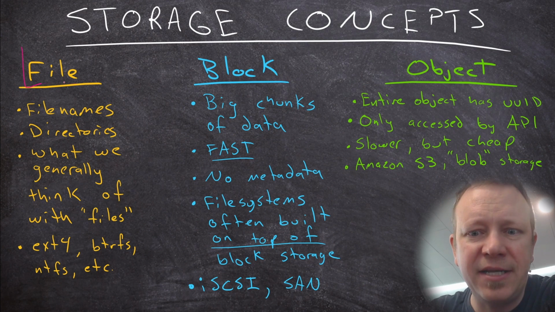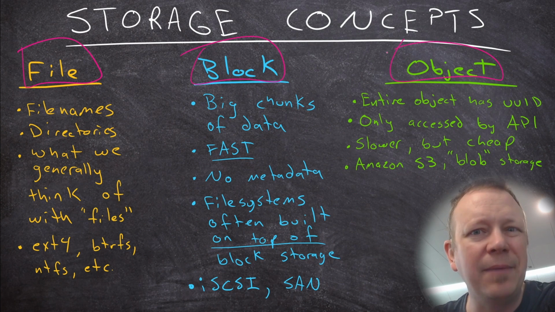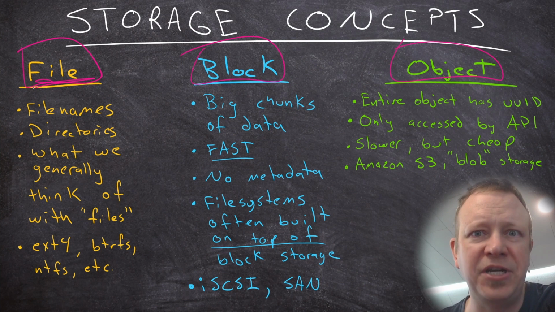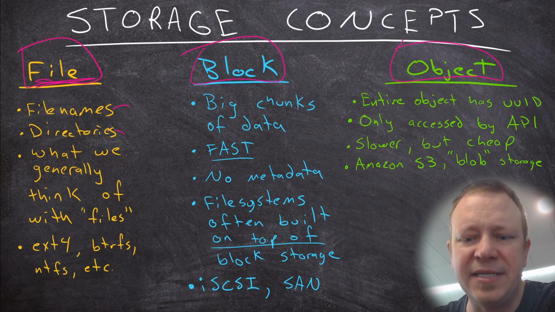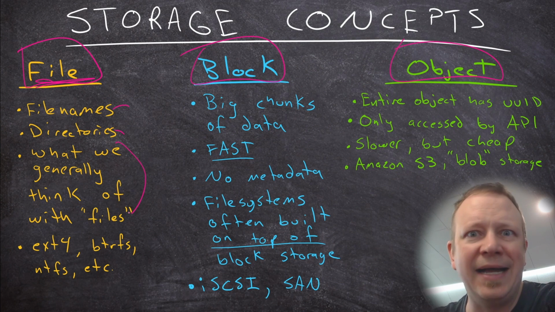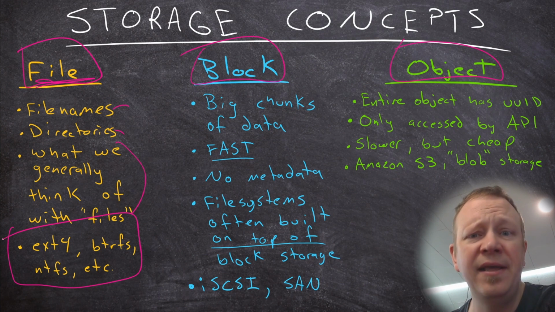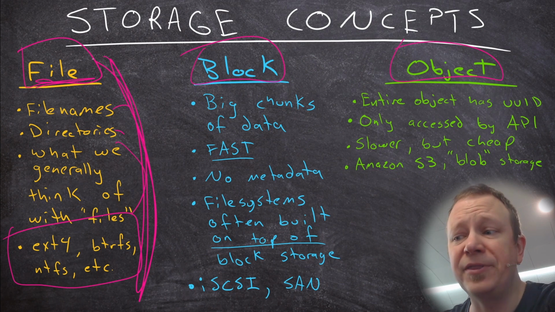And it's a good explanation of the 3 different kinds of ways to think about storing data. The first one is file storage, and that's what we think of generally when we think about storing files. You have file names and directories, and this is where we store our files with a file name and extension. General file storage on a hard drive that has a file system like ext4, btrfs, or NTFS if you're in Windows. This is the traditional way that we think about storing files, but there are other ways too.